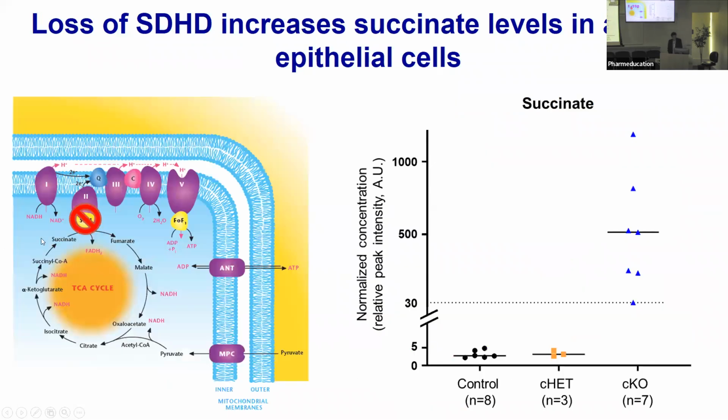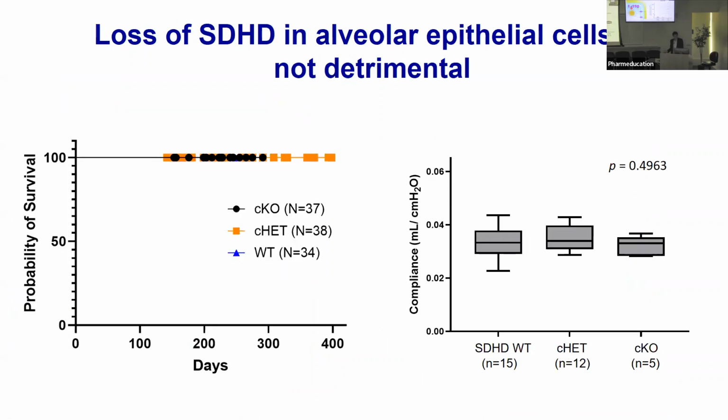Right? And you can see that here. Here's complex 2. If you lose complex 2, succinate goes up, the TCA cycle doesn't work, oxygen consumption goes down. You can measure succinate levels get very high here in the conditional knockouts of SDHD. And then, of course, what would happen in vivo? And remarkably, not much, right? So these are also glycolytic. Their oxygen consumption is down, and yet they have a completely distinct phenotype from the complex 1.